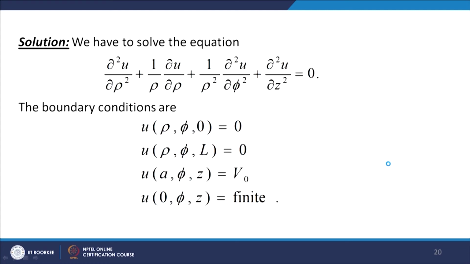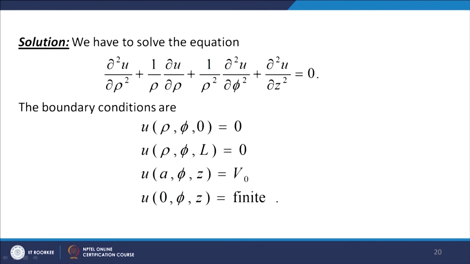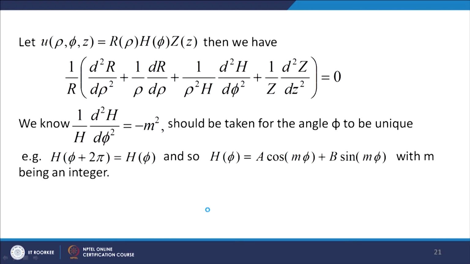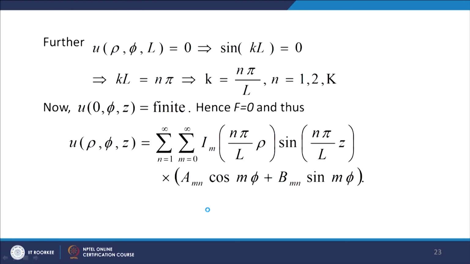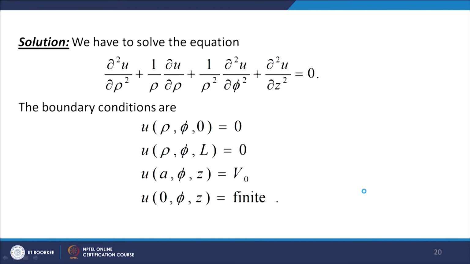Here in this solution we have taken the potential as u. So we have to solve the equation ∂²u/∂rho² plus (1/rho) ∂u/∂rho plus (1/rho²) ∂²u/∂phi² plus ∂²u/∂z² equal to 0. The boundary conditions are: the end faces at z equal to 0 and z equal to L are at 0 potential, so u(rho, phi, 0) is 0 and u(rho, phi, L) is 0. When rho is equal to a, on the curved surface, the potential is V naught, and when rho is equal to 0, at this point, the potential is finite.